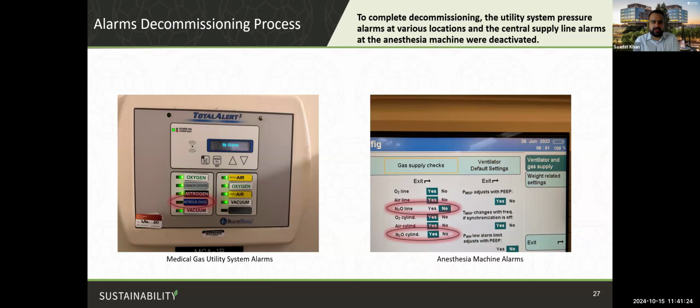And then to complete the decommissioning, you want to make sure that all of your alarms are correctly configured so you don't turn off the central supply system and there's alarms going out all throughout the hospital. For that, work with your alarm vendor team to ensure that the central supply utility alarms are turned off or decommissioned. And then also work with the biomed team on the anesthesia machine. As you can see on the picture on the right, there's a central supply line alarm and a cylinder alarm for the local supply. And you want to make sure that the nitrous oxide supply line alarm is turned off.